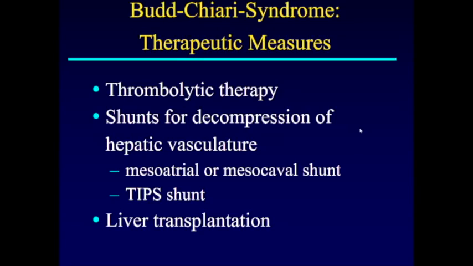Some of the therapeutic measures in Budd-Chiari syndrome include thrombolytic therapy and shunts for decompression of the hepatic vasculature. In the past, we had surgical mesoatrial and mesocaval shunts, and then in the last few decades, these patients have been successfully treated with TIPS shunts, and ultimately, these patients might need liver transplantation.